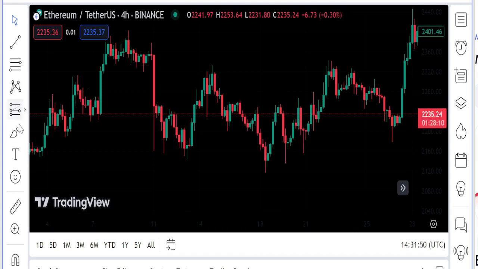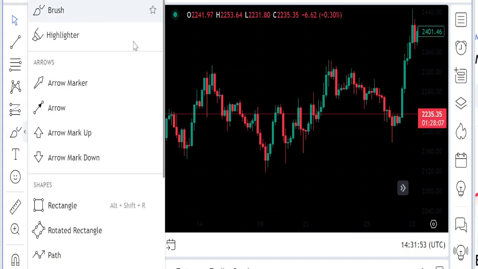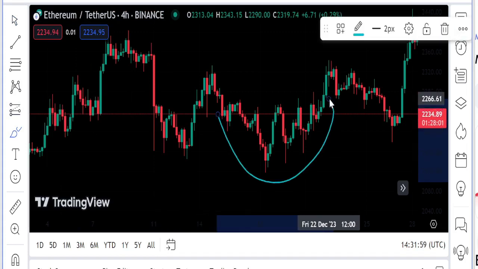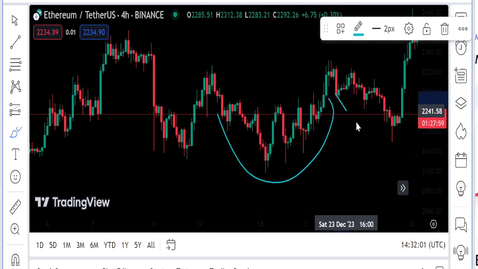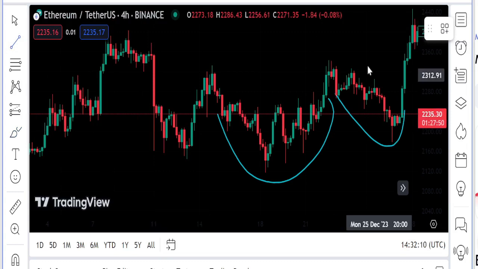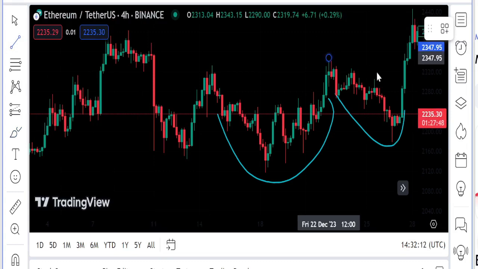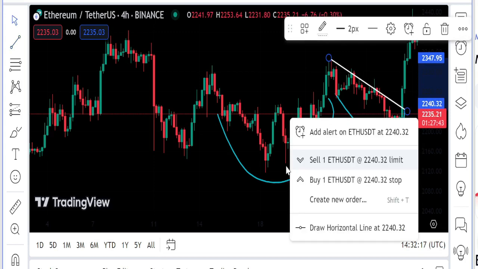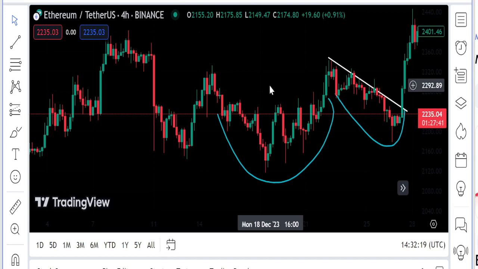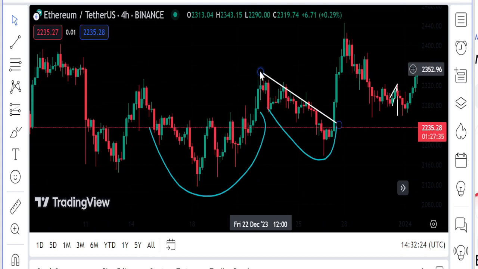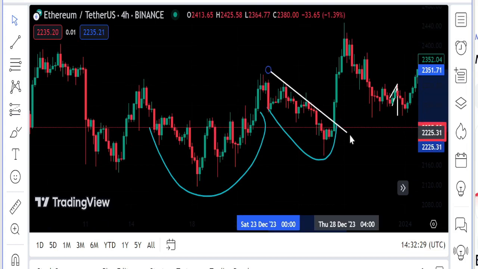So let's see if we can spot our cup and handle pattern. If we consider this as our cup, then this could be our handle, right? And what we are saying is that once there is a breakout of this cup shape structure here, then we can enter the trade. So we can see that there was a strong breakout on this cup shape pattern here.